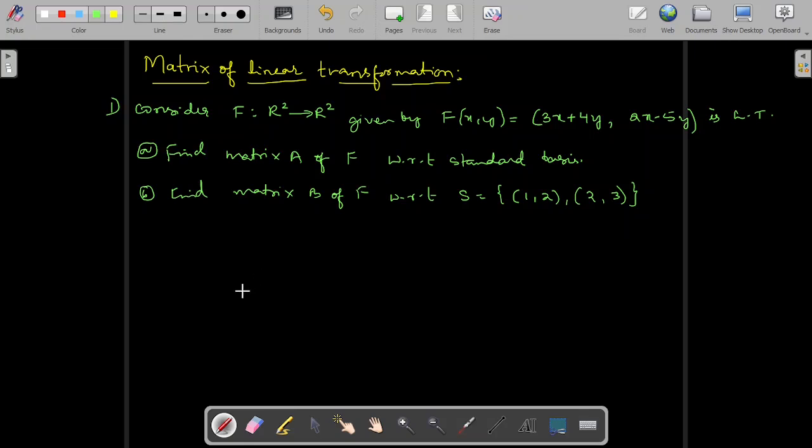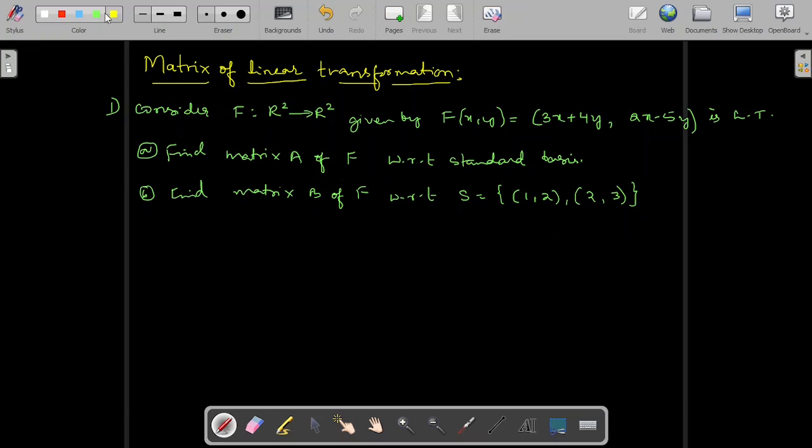Hello everyone. In this video, I am solving problems related to finding matrix of linear transformation. So you know that matrix of linear transformation varies with respect to the given basis. If it is a standard basis, then you have to check where the standard vectors go after applying the transformation. If the basis is other than the standard basis, then first you have to represent how the coordinates of any vector (a, b) in R² are represented with respect to the given basis.